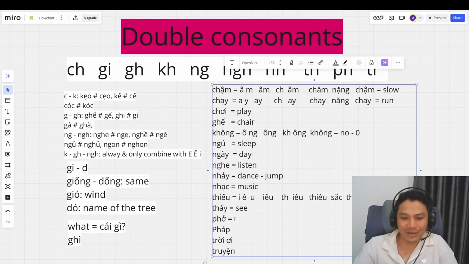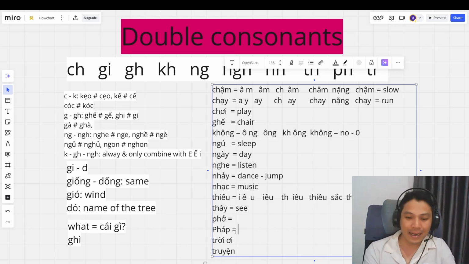And this one, before you learn Vietnamese, you want to say this like phở, phở, right? But when you learn Vietnamese, right? Phở, right? All this works. A, bờ, áp, phờ, áp, pháp, sắc, pháp. Pháp means France, right?